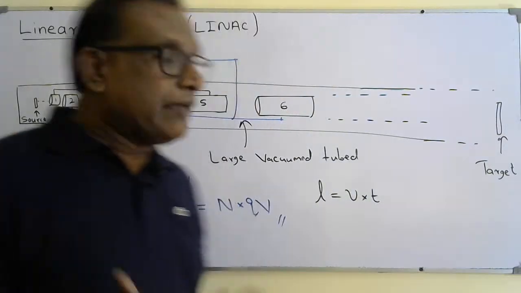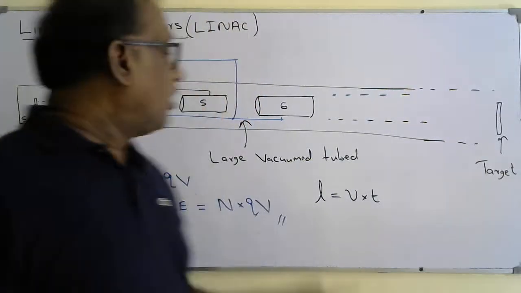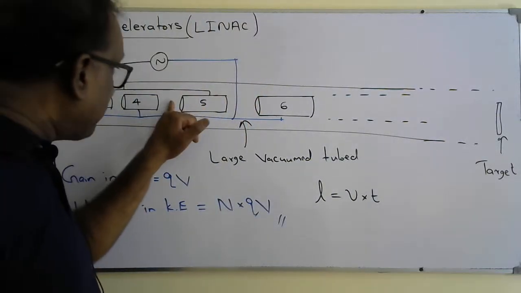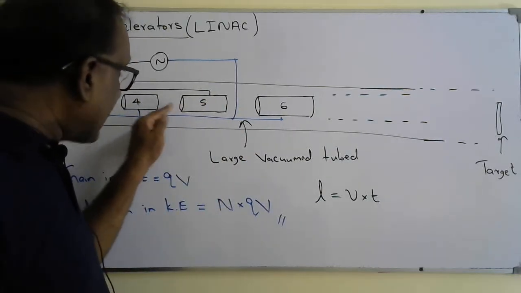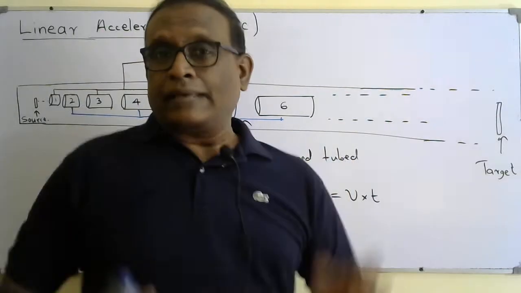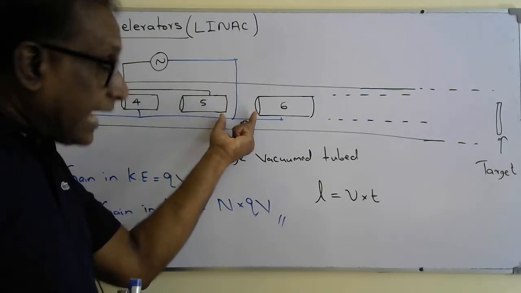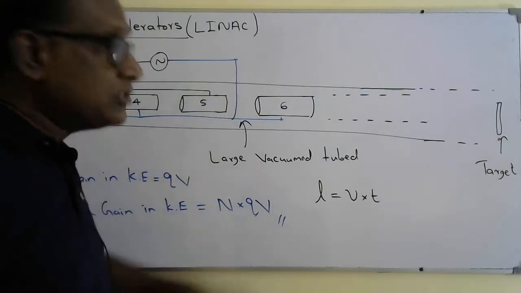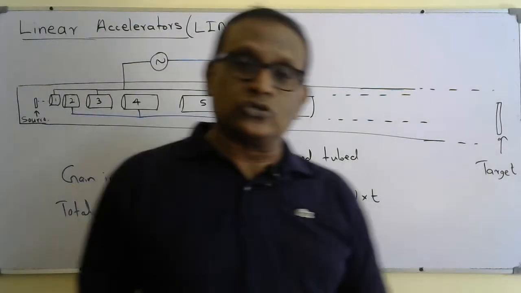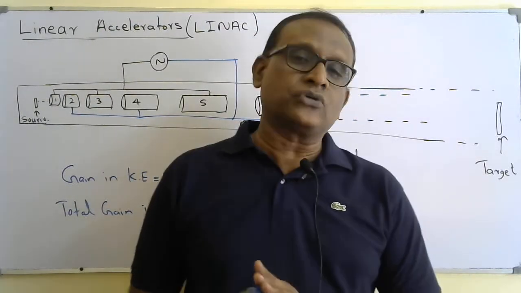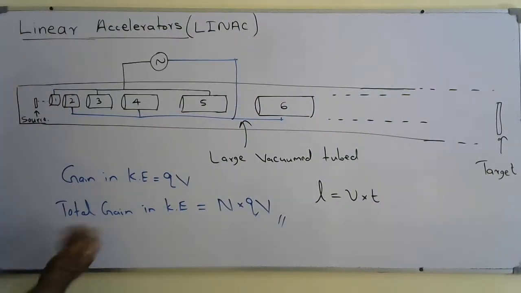In the same way, why should the gap increase? There also, the average velocity of the particle here is more compared to here, because the particle is accelerating. That's the reason I'm using the words average velocity. So the average velocity here is more than here, and it has to spend the same time inside this gap as well. So the gap between the drift tubes also should increase. Those are the questions that normally come. If there's a calculation, it will be based on this.